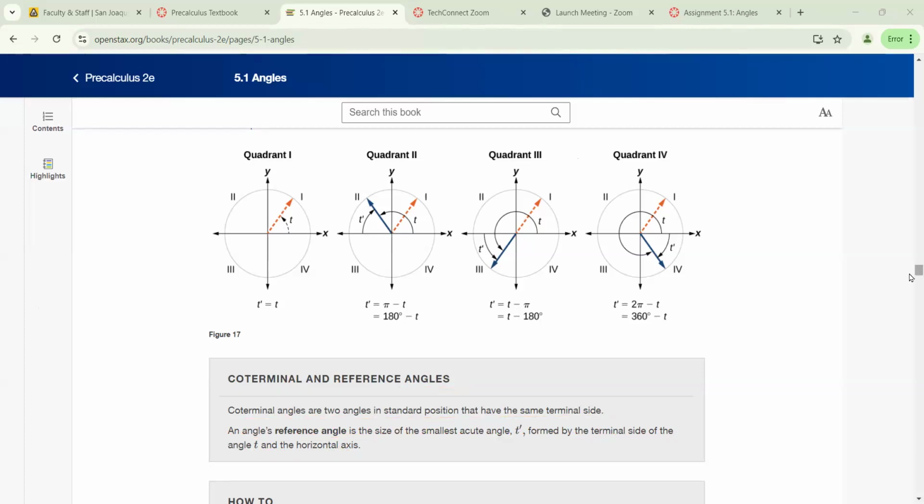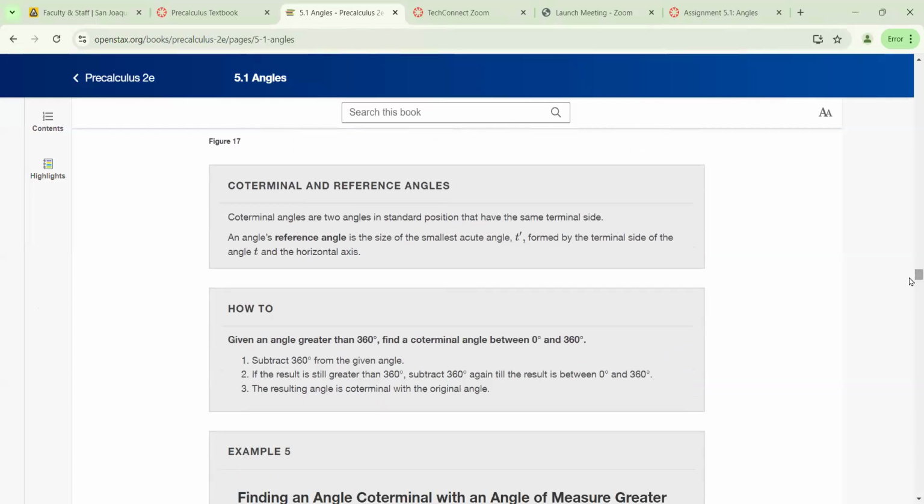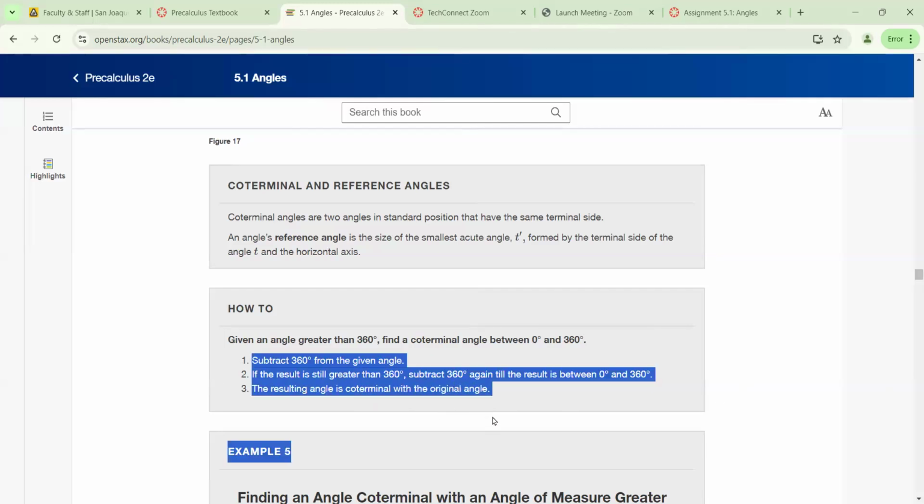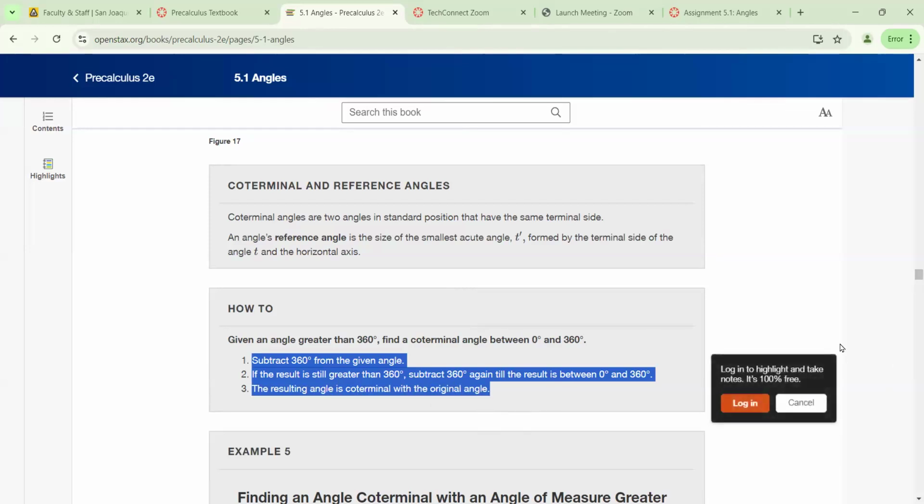So we're going to go down here. Given an angle greater than 360, find a coterminal angle between 0 and 360. So we subtract 360 from the given angle. If the result is still greater than 360, subtract again until the result is between 0 and 360. The resulting angle is coterminal with the original angle. This is a three-step method that you can follow each time you're finding a coterminal angle.